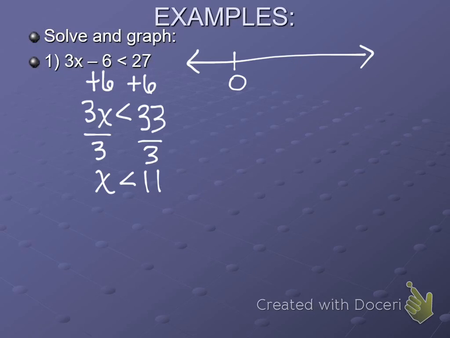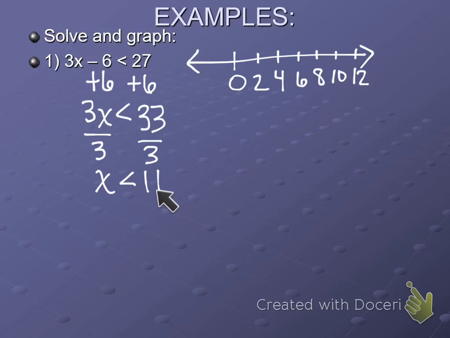Okay, and then I personally am going to count by 2s. 2, 4, 6, 8, 10, 12. Okay. I counted by 2s. If you want to do it by 1s, go for it, but you're going to make twice as many little dashes. But I need to graph x is less than 11.